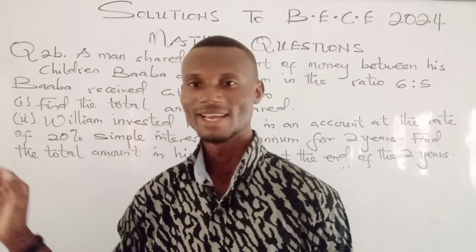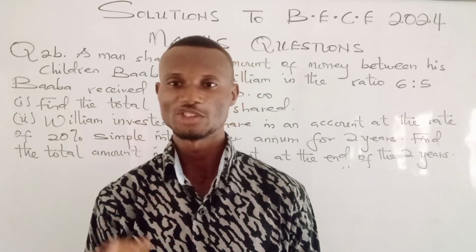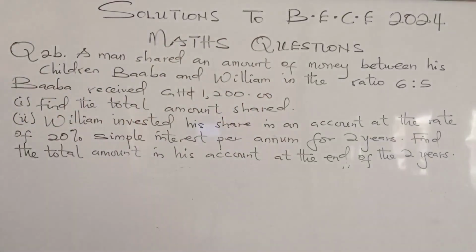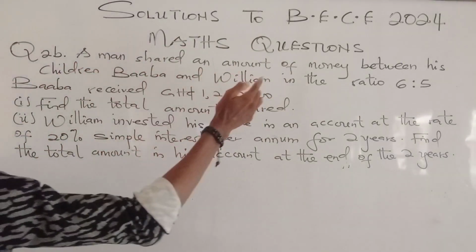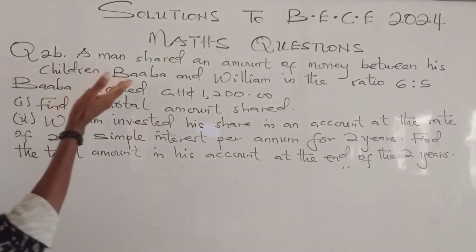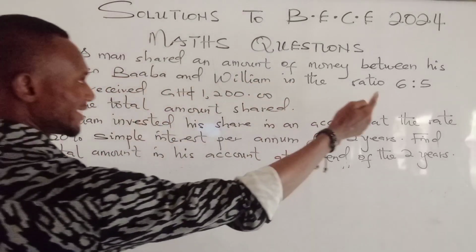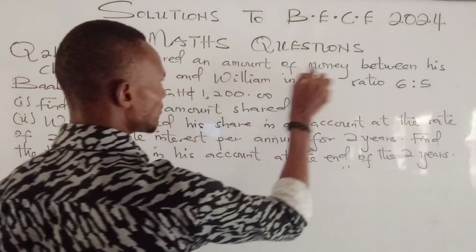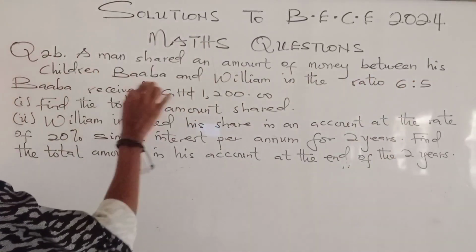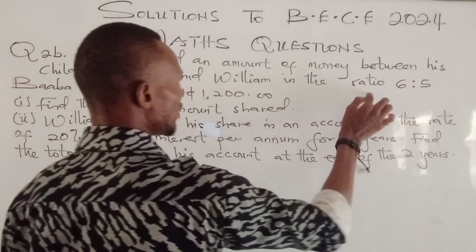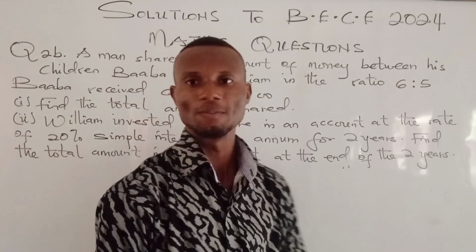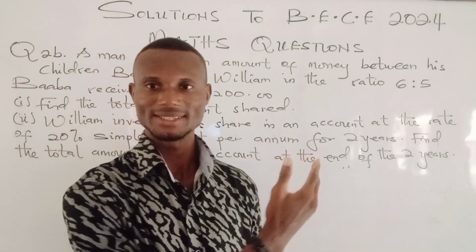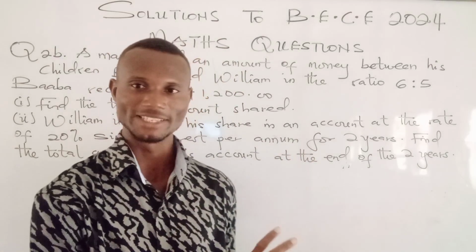So I'm going to read again, and whilst I'm reading, I'm going to extract all the given information and write them down. So follow the reading. It says that a man shared an amount of money between his children, Baba and William, in the ratio 6:5. Again, a man shared an amount of money between his children, Baba and William, in the ratio 6:5. So the ratio in which they share the money has been given, which is 6:5. So we are going to write the ratio down.